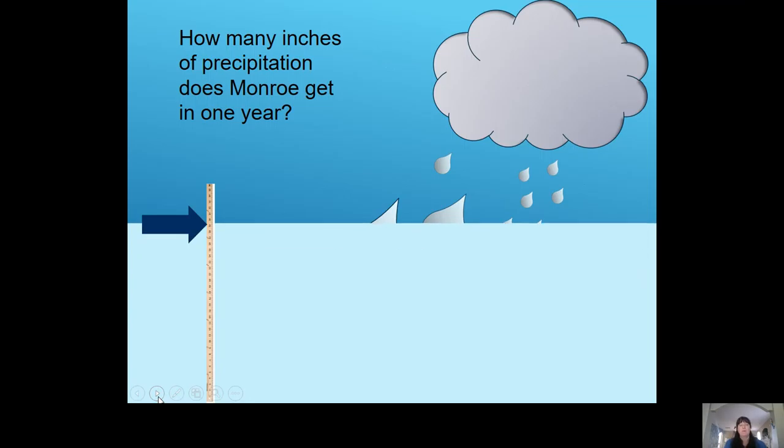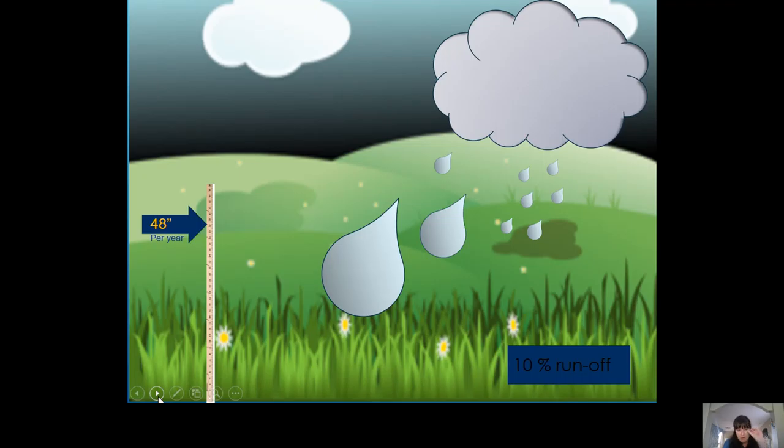So let's look at Monroe for a minute, okay? How many inches of precipitation does Monroe get in any year? Anybody? 48 inches per year, all right? Out of that 48 inches per year, if you are in a rural area in Monroe, you only get 10% runoff. That's great, because that means that 90% will seep into the ground and percolate through the grasses and into the soil and down into the rock layers and get stored there as groundwater. And that's really where we want to see water stored.